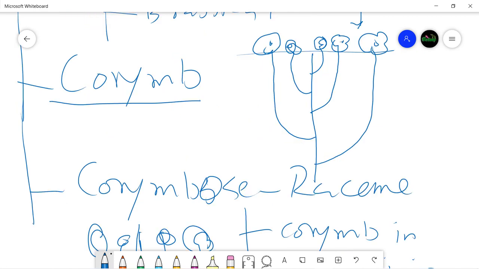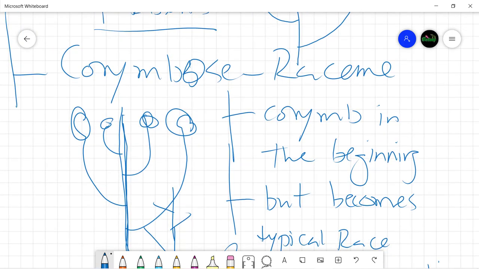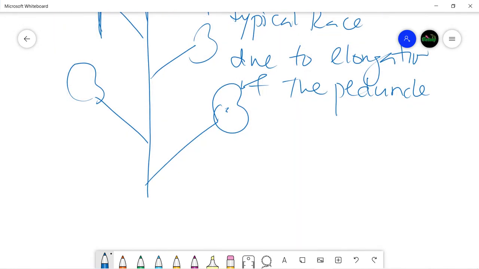Corymb, a very common ornamental plant, Iberis amara. So it has corymb inflorescence, and corymbose raceme is also found in Brassica when the flowers in the beginning lie at the same plane, but the floral axis of the inflorescence elongates and brings the flowers at a distance, and the inflorescence turns into a typical raceme.